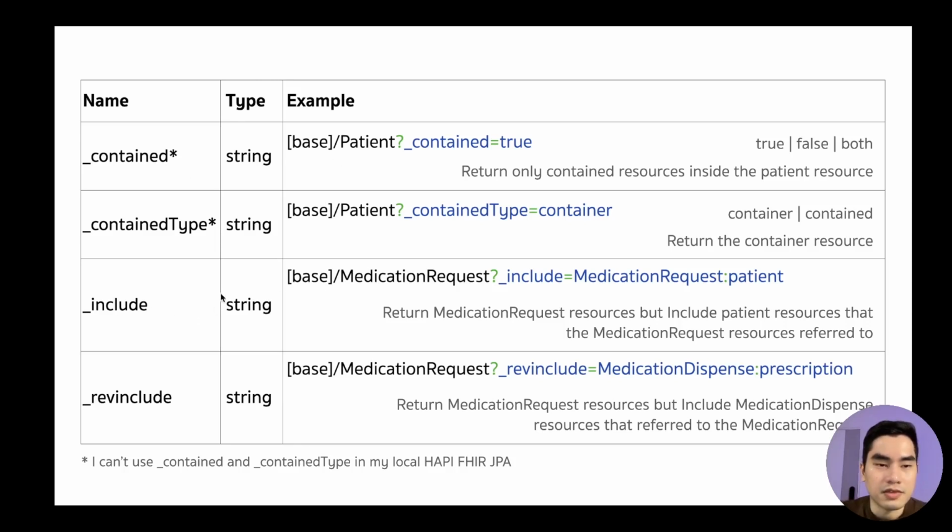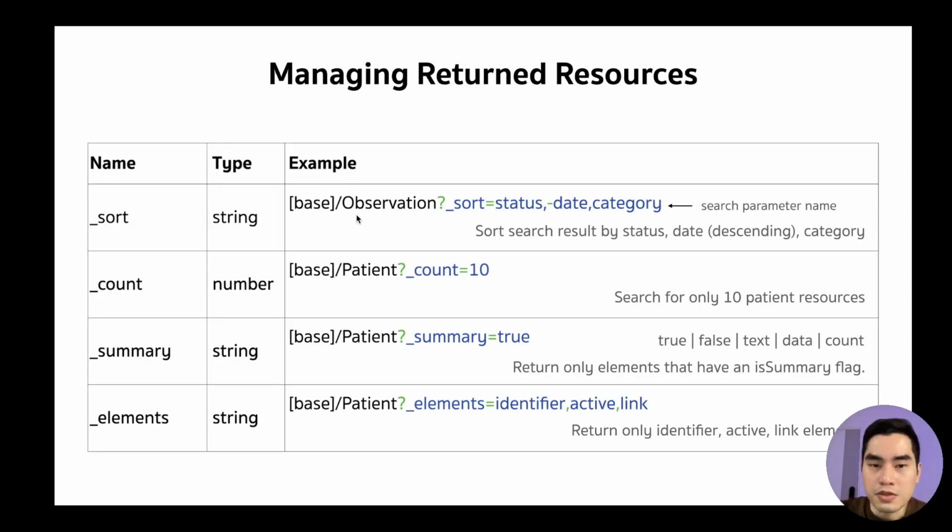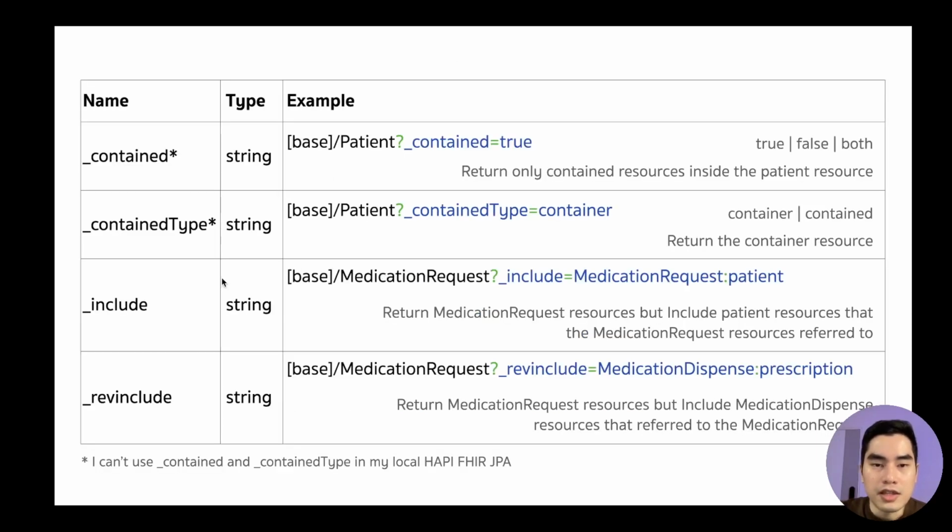And the next one is include and revinclude, I think it's reverse include. When you perform a search query from the beginning of this session up until now, it returns only one type of resource, right? Like this one returns observation, this one patient. But include is where you tell the server to return another resource that you want to include. To do that, the resource must reference the resource you want to include. For example, if you make a request like this, it will return a medication request resource, but it will include the patient resource that the medication request refers to as well.